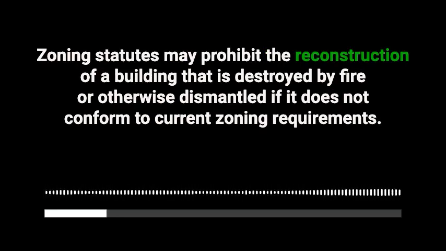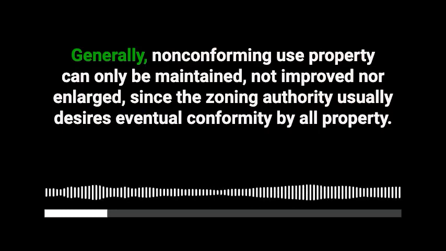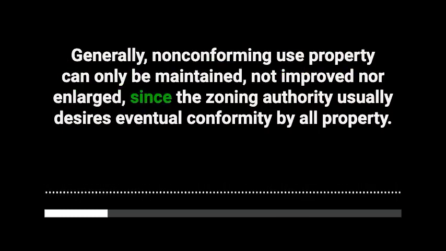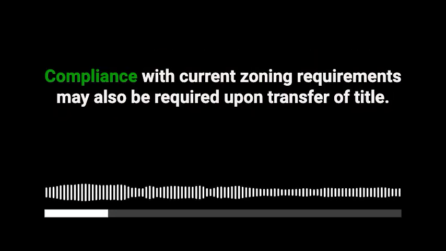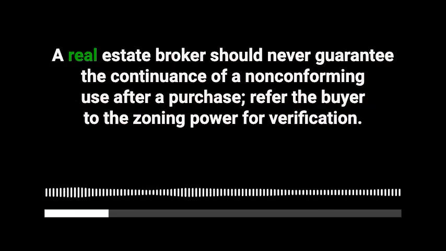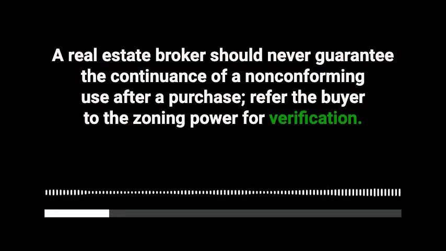Nonconforming uses are generally not permitted to continue indefinitely. Zoning statutes may prohibit the reconstruction of a building that is destroyed by fire, or otherwise dismantled if it does not conform to current zoning requirements. Generally, nonconforming use property can only be maintained, not improved nor enlarged, since the zoning authority usually desires eventual conformity by all property. Compliance with current zoning requirements may also be required upon transfer of title. A real estate broker should never guarantee the continuance of a nonconforming use after a purchase. Refer the buyer to the zoning power for verification.